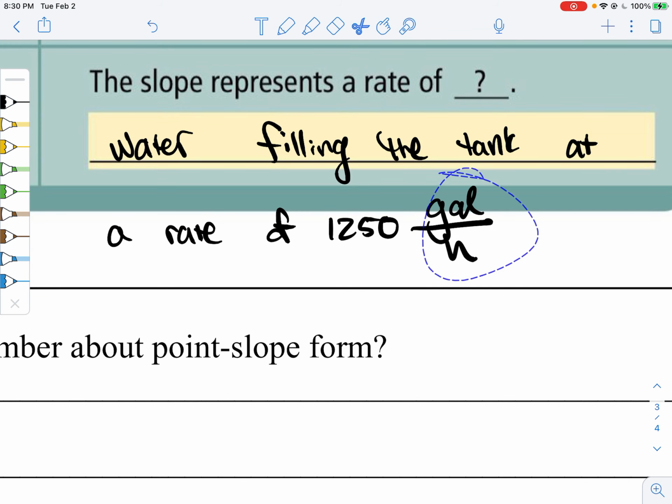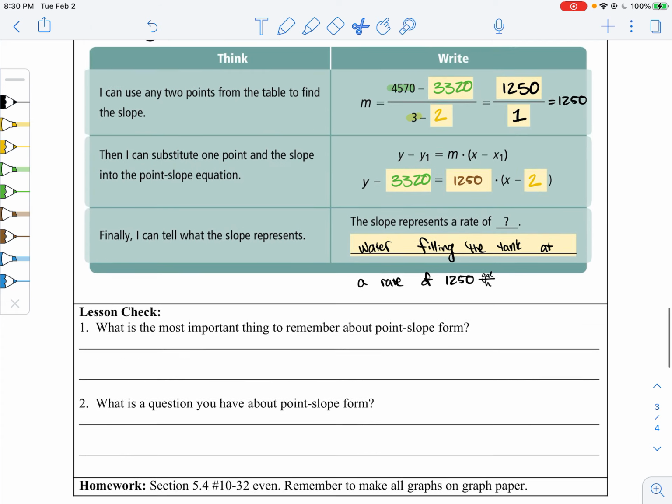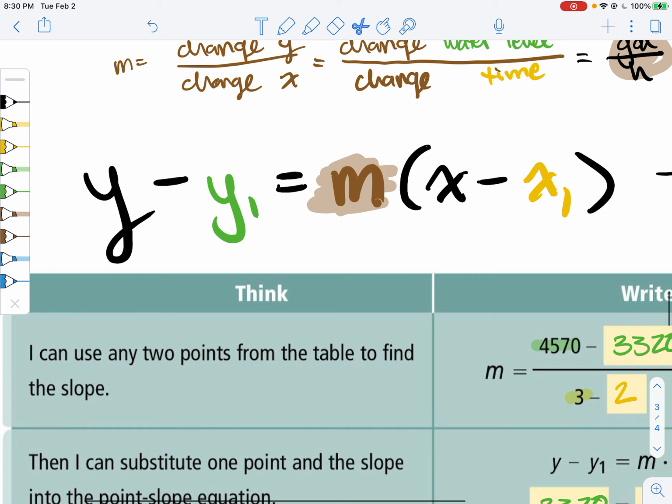Guys, I think that's really fast. I have like no awareness of how much water that is, but that just sounds really fast to me. Okay, excellent. Point slope form, know it, love it, cherish it, memorize it, and have a great time on your homework.